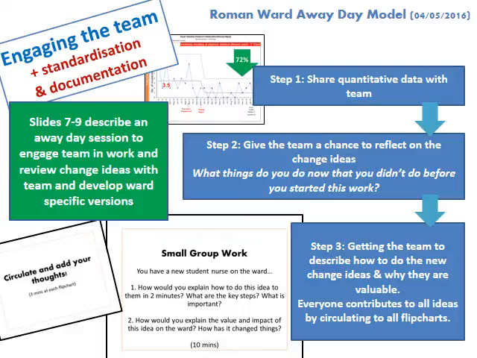So if I just describe this session and how it worked. First step was to share the quantitative data with the team, and for Roman Ward that shows a 72% reduction in violence from the baseline period. And then we gave the team a bit of time, in small groups, to think about what are the things that you do now that you didn't do before starting this work. This question was aiming to elicit from them what the change ideas are that Roman Ward is now using. We brainstormed those, and the team fed back those to me onto a flip chart.